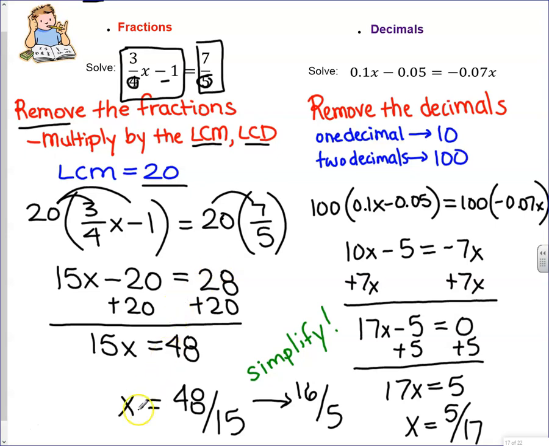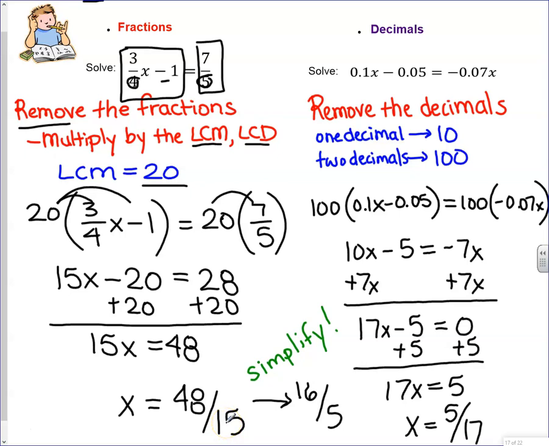And then again, what we're working towards is getting x by itself. So I need to move the 20 over to this side. So I'm going to add 20 to both sides. I get 15x equals 48. Then to get x by itself, I divide both sides by 15. And so my answer would be 48/15.